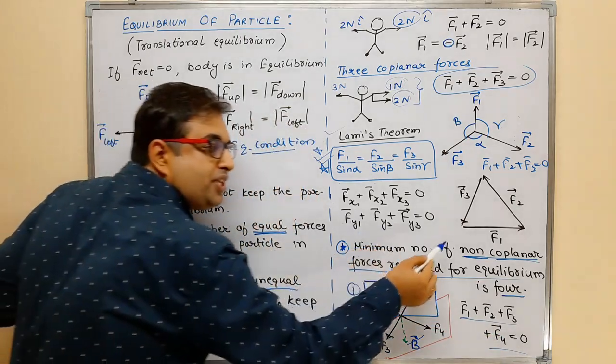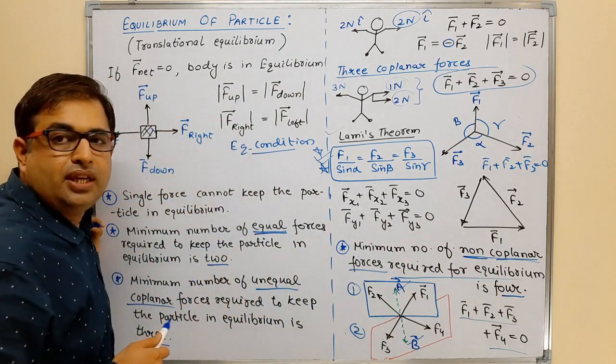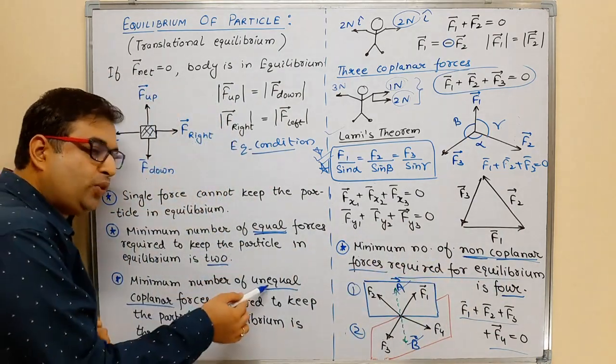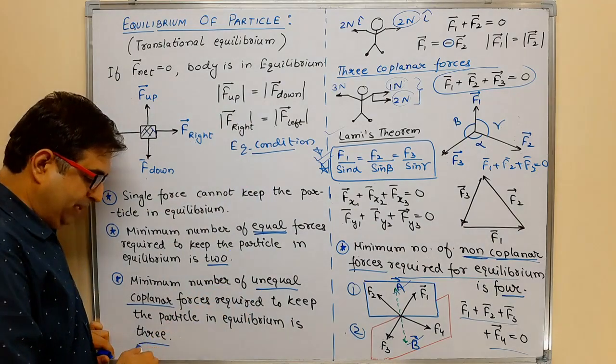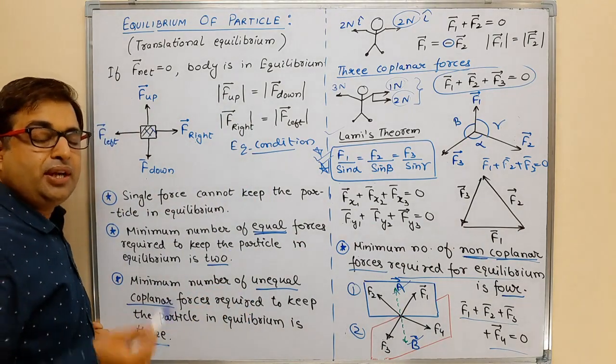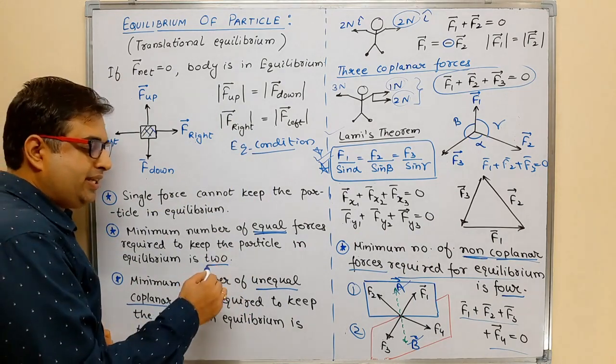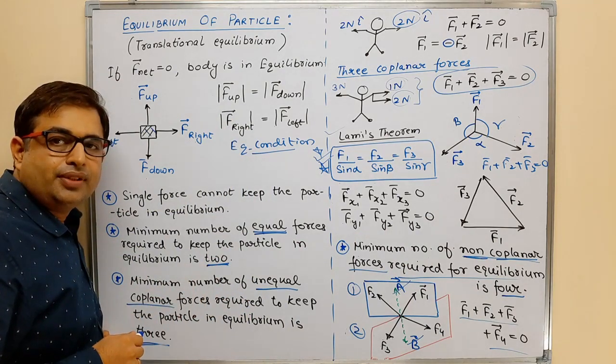So if they mention non-coplanar forces, then it will be 4. If they mention unequal forces, then it will be 3. If they mention minimum number of forces to get 0 resultant, then the answer is 2. Right?